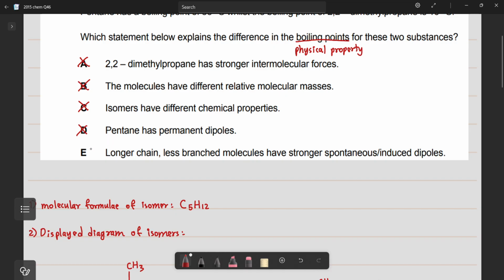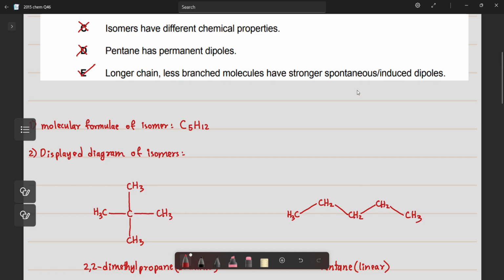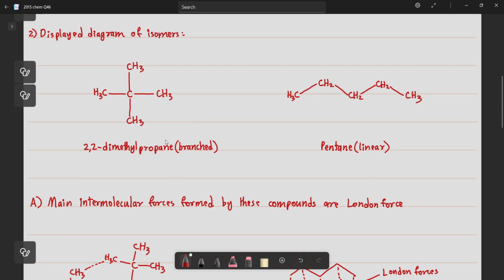And now option E. The longer chain, less branched molecule has stronger spontaneous induced dipoles. So this is correct. They mentioned spontaneous induced dipole, which is another word for London forces. Okay, so they are different words with the same meaning. So this is the only correct option as we discussed.